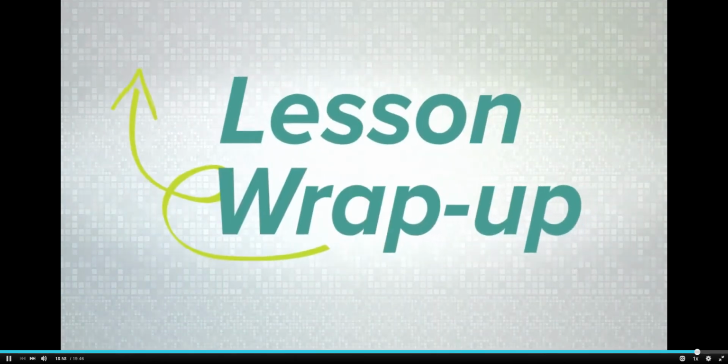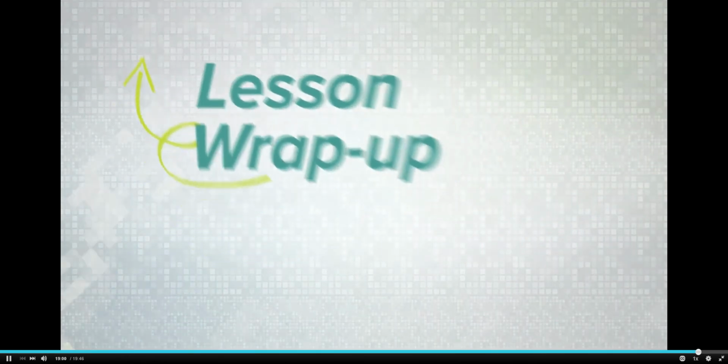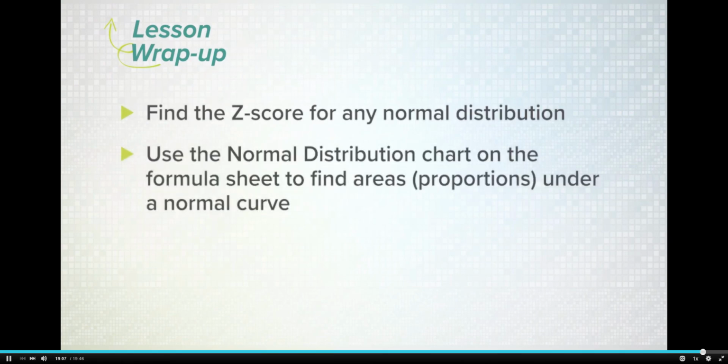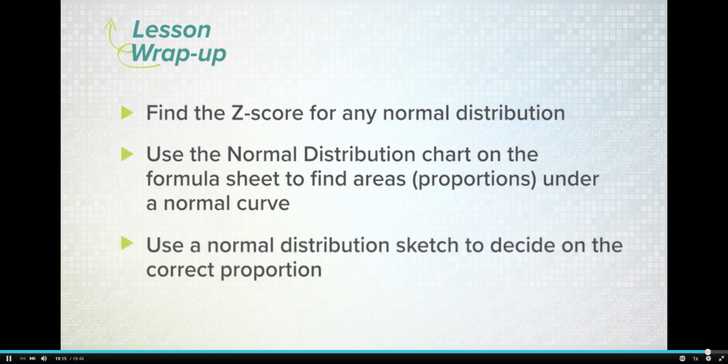Now it's time for the wrap-up. After this lesson, you should be able to find the z-score for any normal distribution situation, use the normal distribution chart on the formula sheet to find areas or proportions under a normal curve, and use a normal distribution sketch to decide on the correct proportion. Is it exactly what the table gives you? Or will you have to do something like subtract from 1 to get your final answer?